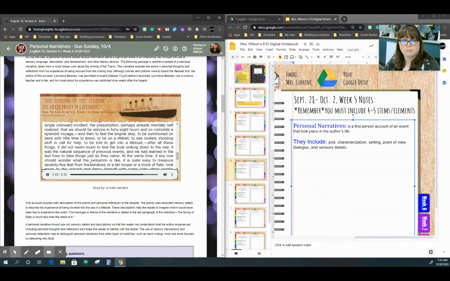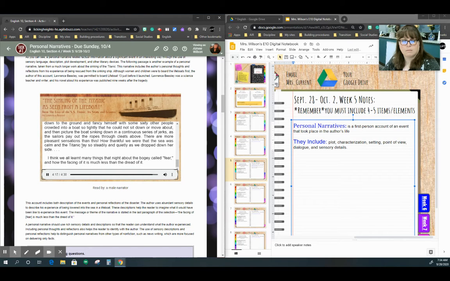it is quite easy to measure 75 feet from the windows of a tall house or a block of flats, look down to the ground, and fancy himself with some 60 other people crowded in the boat so tightly that he could not sit down or move about, and then picture the boat sinking down in a continuous series of jerks as the sailors pay out the ropes through cleats above. There are more pleasant sensations than this. How thankful we were that the sea was calm, and the Titanic lay so steadily and quietly as we dropped down her side. I think we all learned many things that night about the bogey called fear, and how the face of the thing is much less than the dread of it.